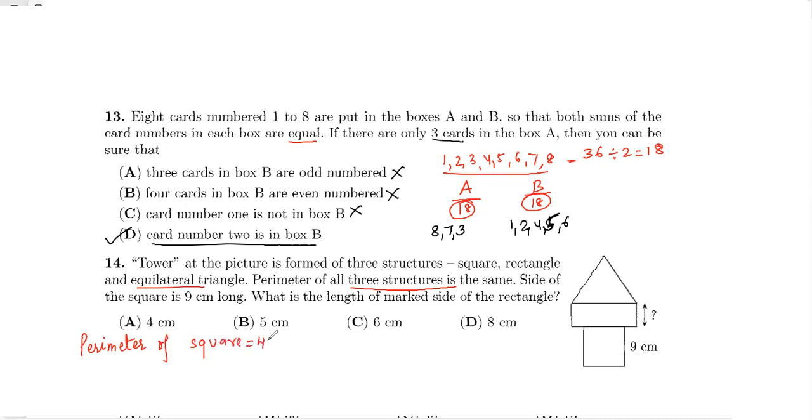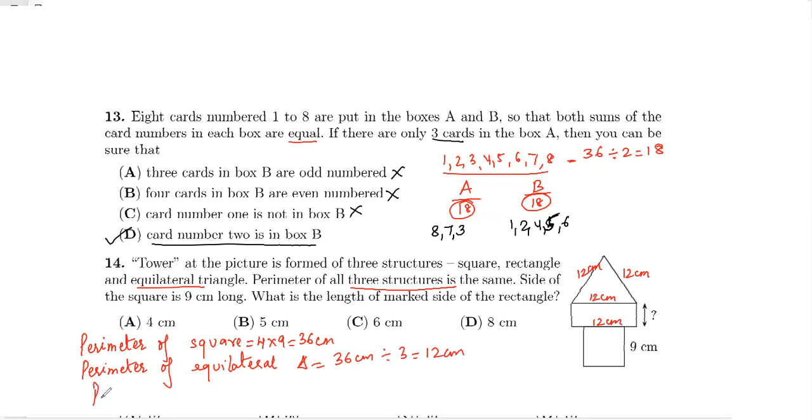Perimeter of square is 4 times 9, which is 36 centimeter. Correct. So that means the perimeter of the equilateral triangle will also be 36 centimeter. Now equilateral triangle has 3 sides. So each side is 12 centimeter. So that means this side becomes 12 centimeter, 12 centimeter, 12 centimeter, right? And this is also 12 centimeter.